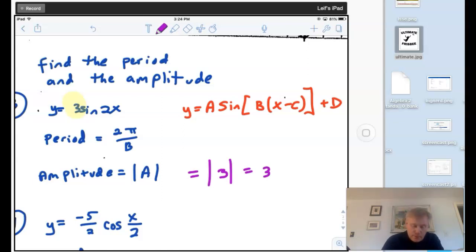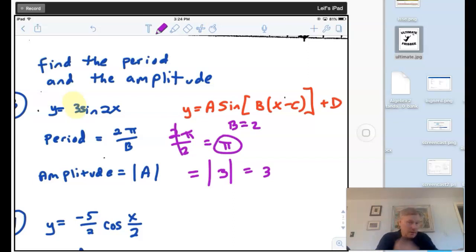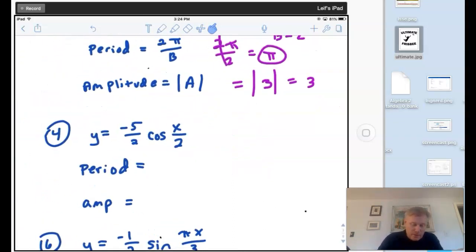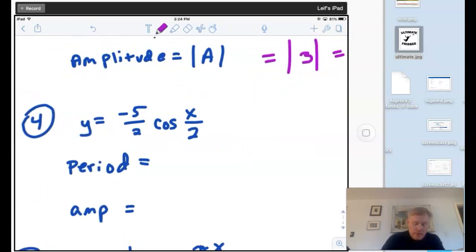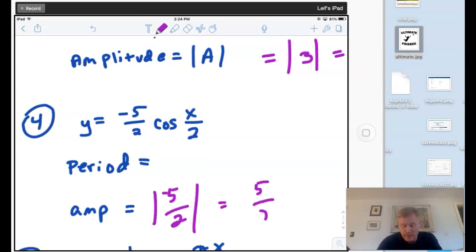The period, in this case, b is going to be the 2, which means I get 2 pi over 2, which reduces to pi. So that's the period and the amplitude. Not too bad if they ask you just for that. They're not asking you to graph anything in that one. The next few are the same way. The amplitude, let's do the amplitude. The absolute value of negative 5/2 is positive 5/2.